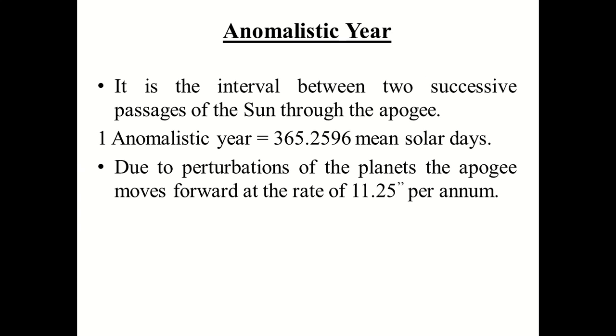Due to the perturbations of the planets, the apogee moves forward at a rate of 11 seconds per annum, which makes this difference. If there were no perturbations from the other planets, the position of the sun would almost always be the same, and there would be no change in the position of the apogee. But due to the gravitational force of other planets on the sun and earth system, there is a relative change in the positions of the apogee and perigee.